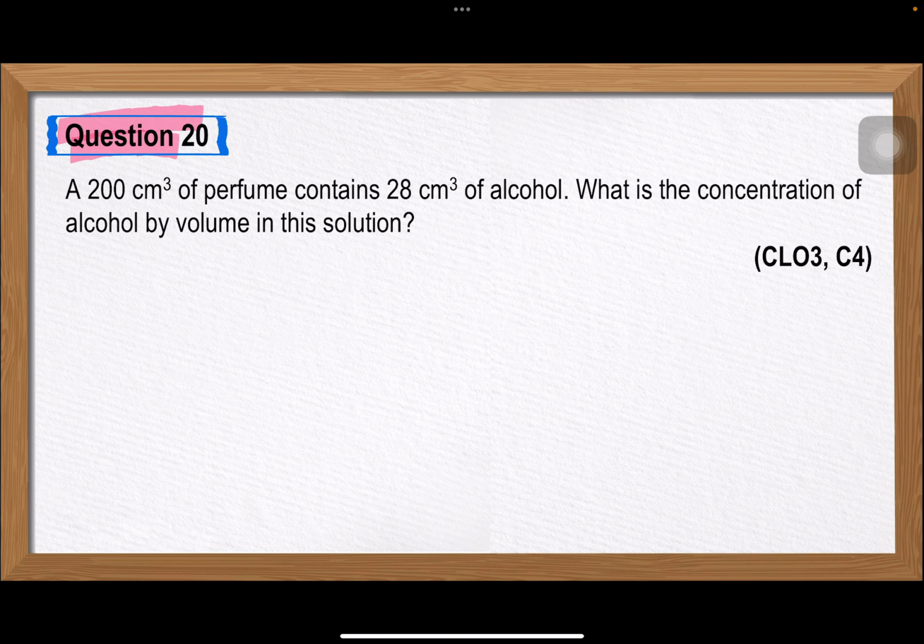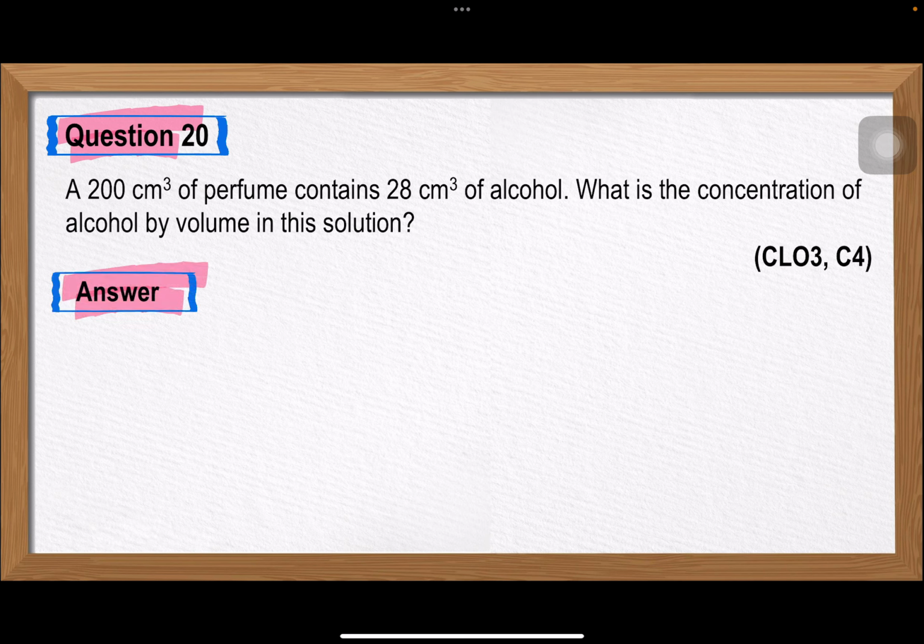Okay, number 20. 20 cm3 of perfume contains 28 cm3 of alcohol. What is the concentration of alcohol by volume in this solution? This is the percentage by volume.